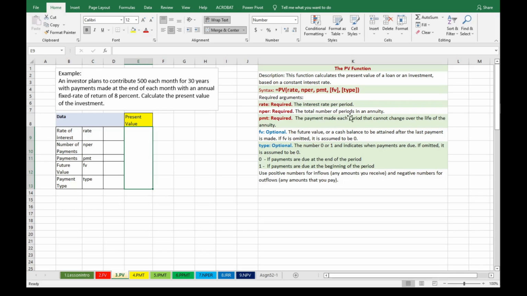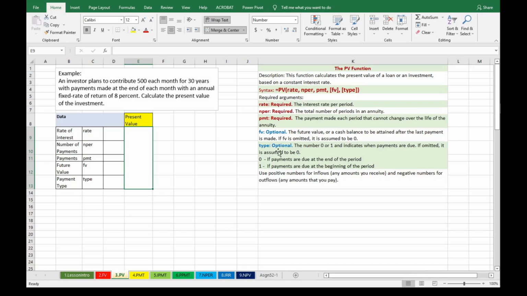NPER is total number of periods in an annuity. Then PMT is required argument. It is the payments made each period that cannot change over life of annuity. FV is an optional argument. This is the future value or the cash balance to be attained after the last payment is made. If FV is omitted, it is assumed to be 0.